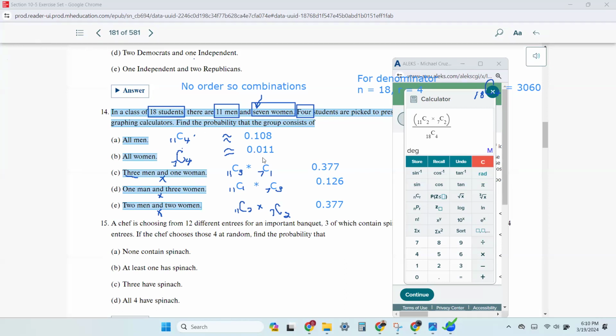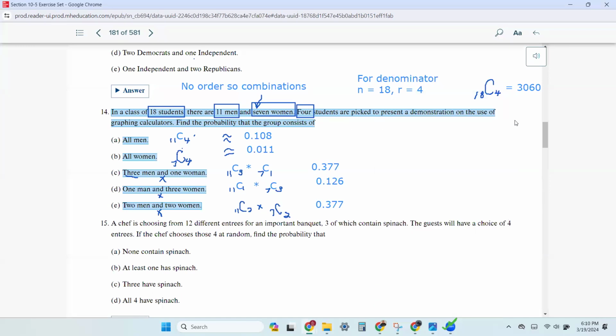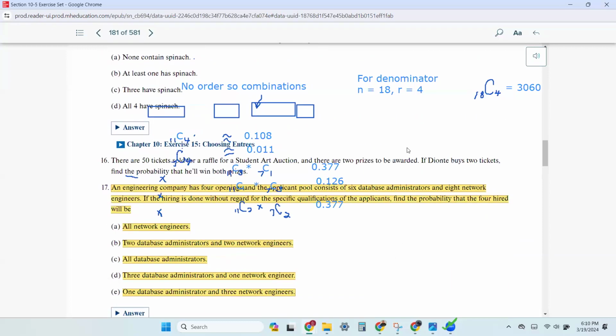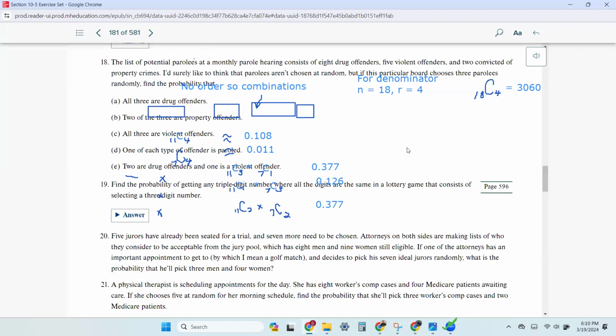All right. Any questions about that one? No, but this is like an example for like 10.5, correct? This is 10.5, yes. All right.